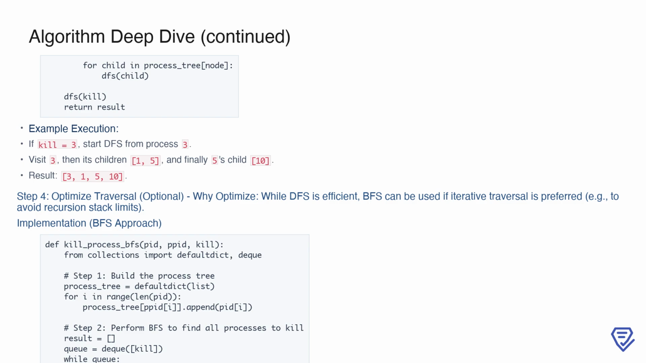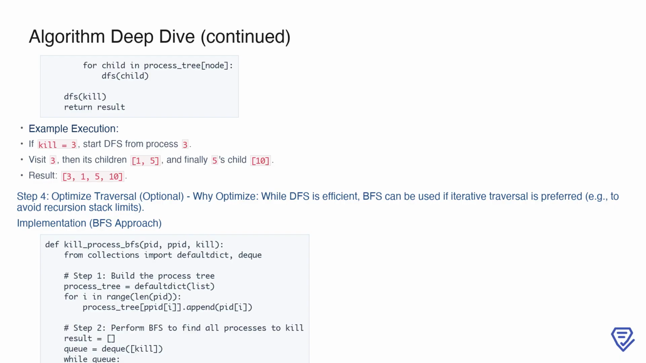DFS is intuitive and effective for this problem, but it does rely on the recursion stack, which can lead to stack overflow errors for very deep trees. To avoid this, we can consider an iterative approach using BFS. BFS is particularly useful when recursion depth limits are a concern. Using a queue, BFS processes nodes in a level-by-level manner, ensuring that we capture all descendants of the kill node.